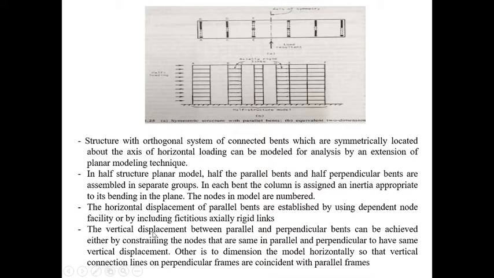Then the vertical displacements between the parallel and the perpendicular bends, the groups which are made separate, can be handled either by constraining the same nodes in the parallel and perpendicular bends to have the same vertical displacement, or else by dimensioning the model horizontally so that the vertical connecting links, that is the perpendicular frames, are coincident with the parallel frames.